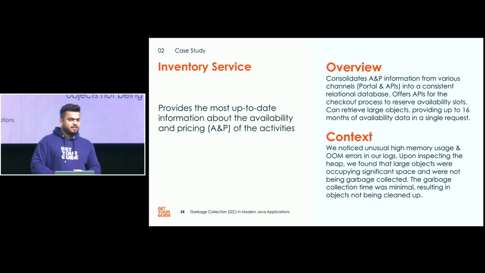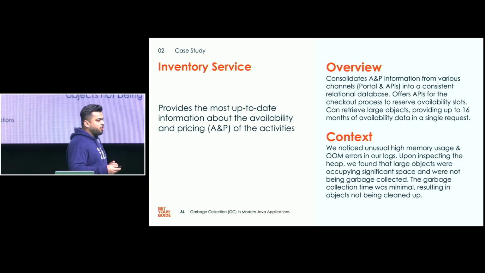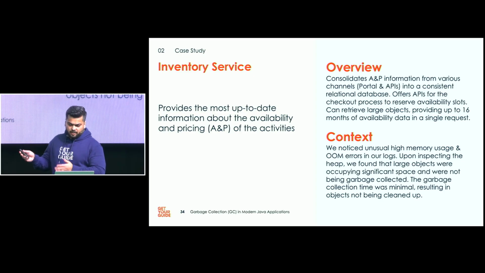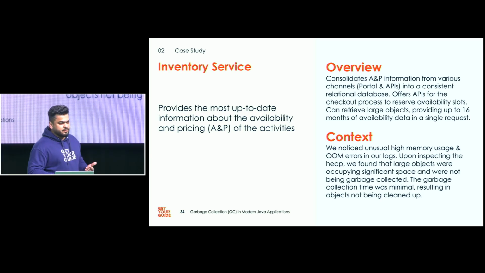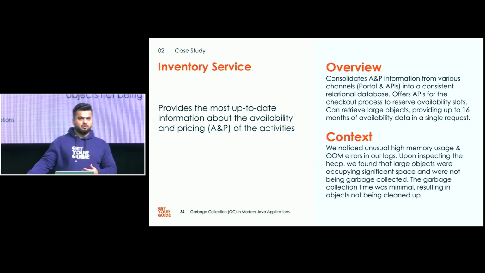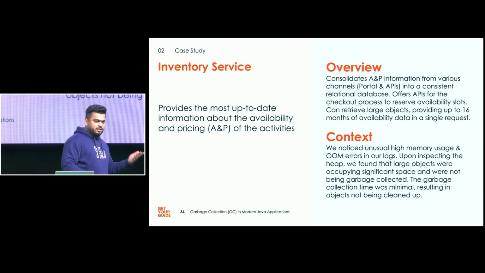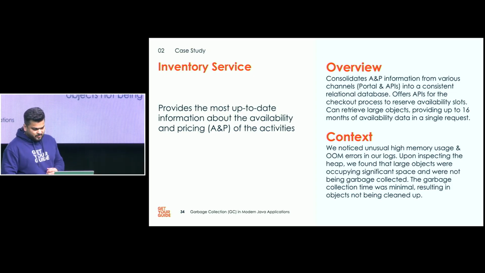We saw that large objects were occupying a huge amount of memory in our heap, and they were not being garbage collected frequently. We noticed these large objects shouldn't be here anymore. Why are they still here? And then when we looked into the garbage collection cycles, we noticed that it's not running that frequently, which is why these objects are still lying there.